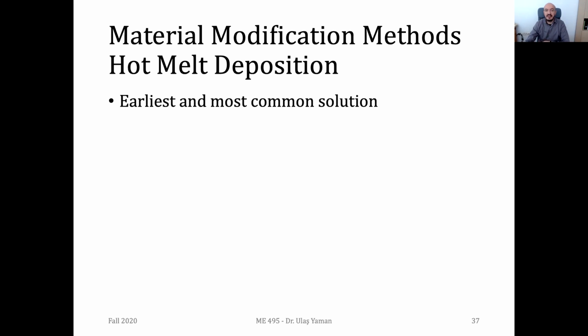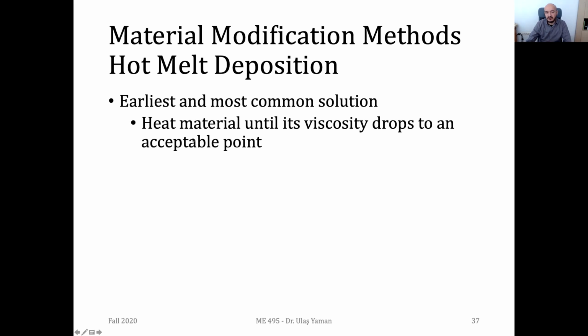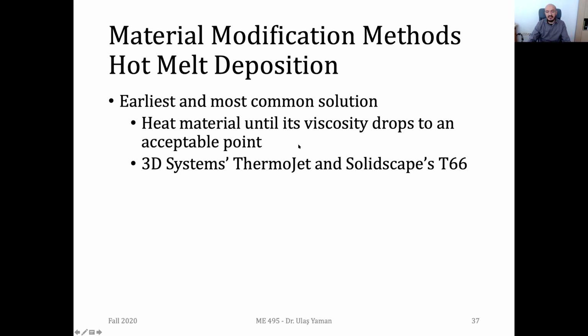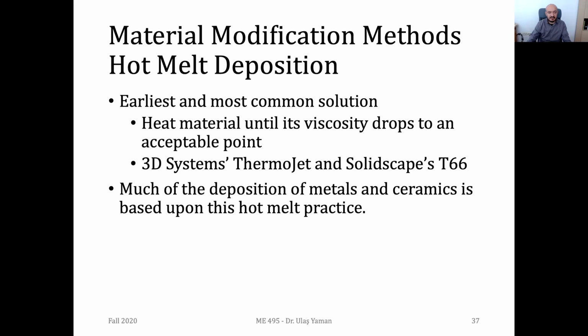The first one is hot melt deposition, and this one is very simple and one of the earliest methods. We simply heat the material until its viscosity is low enough to generate drops. This was utilized by some initial commercial applications like Thermojet and Solidscape T66. We have seen their examples, but right now they are not utilized anymore. Instead, as we mentioned, binder jetting is more popular these days.